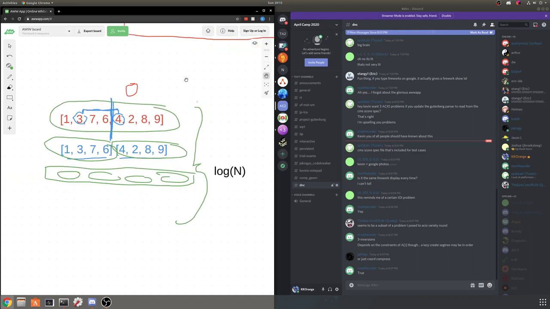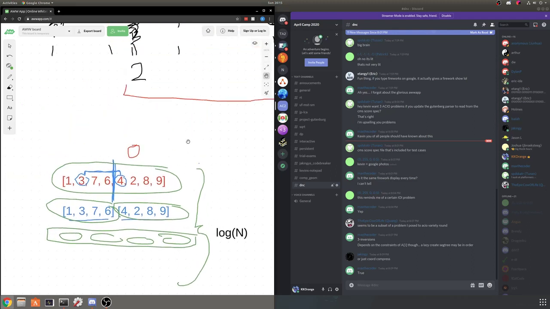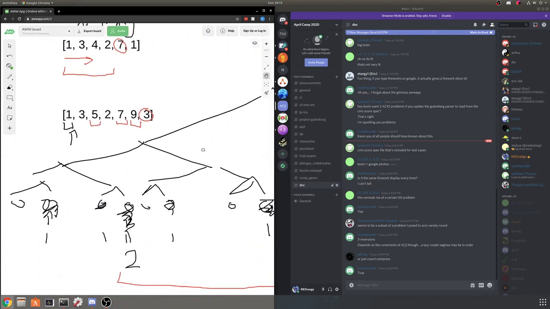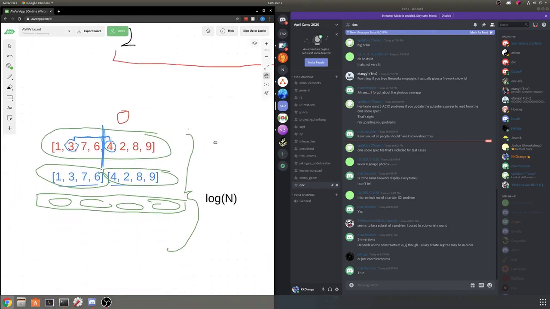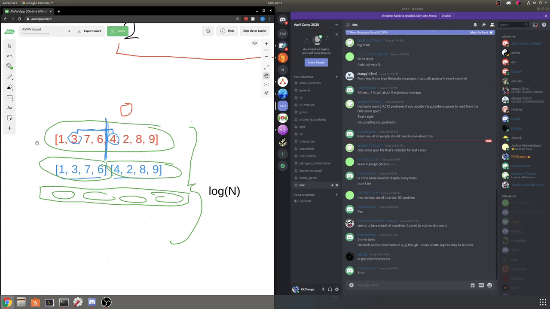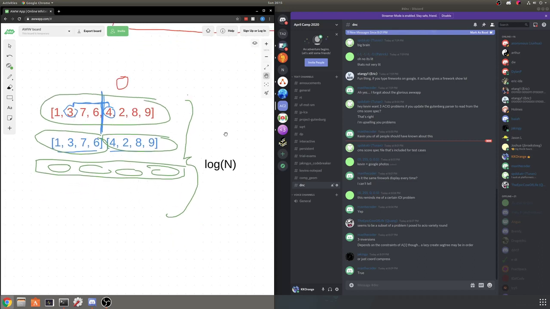So n log n is pretty good, and it would match the time complexity of the range tree based solution that I showed up here. But still I have to go through the detail of how exactly you can do this count in order n.